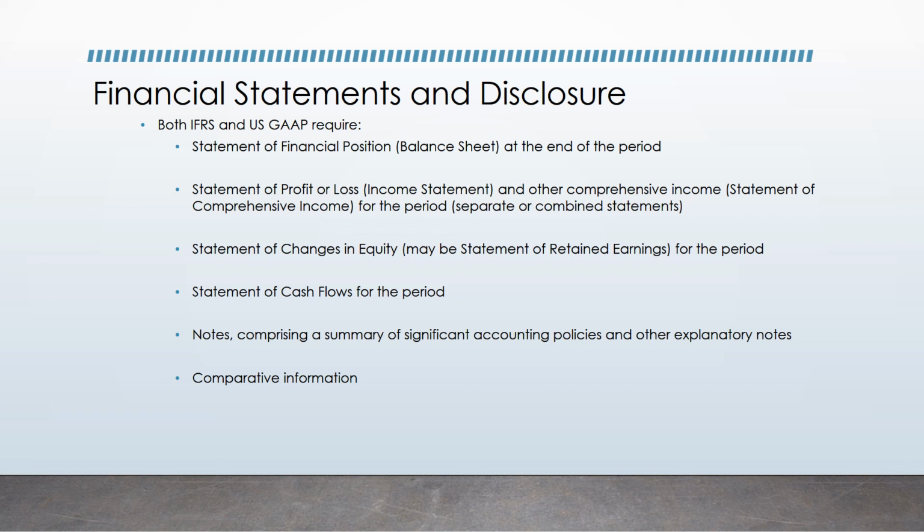We know that in addition to an income statement, if a company has other comprehensive income, they are going to need to do either a separate statement or a combined statement of comprehensive income. It's basically going to be the same under IFRS and US GAAP. A statement of changes in equity or a statement of retained earnings is a required financial statement, as is the statement of cash flows for the period. Both require notes, which include a summary of significant policies as well as other explanatory notes. And financial statements are generally going to be presented on a comparative basis.